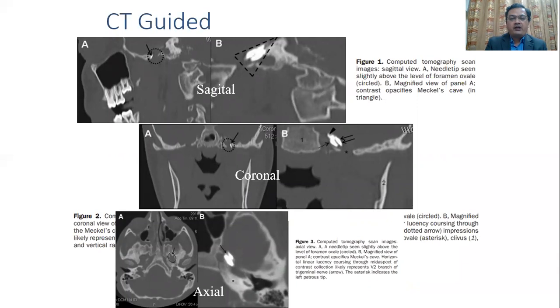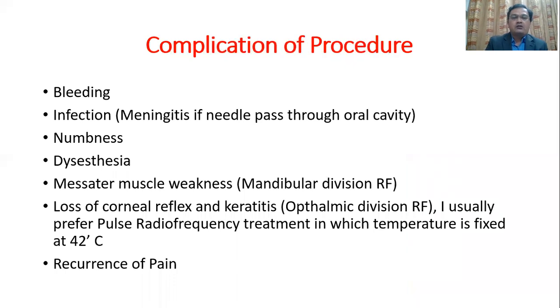If we don't find the foramen ovale under IITV guidance, then we have to do this procedure under CT scan guidance. And here you can see that the needle is passing through the foramen ovale and, inside the foramen ovale, reaching up to Meckel's cave and the Gasserian ganglion. After completion of the procedure, the patient is shifted to the recovery room. We have to keep the patient under observation for at least 1 hour.